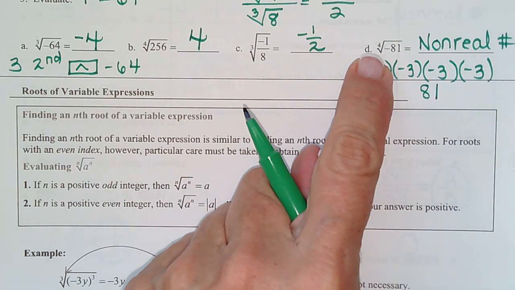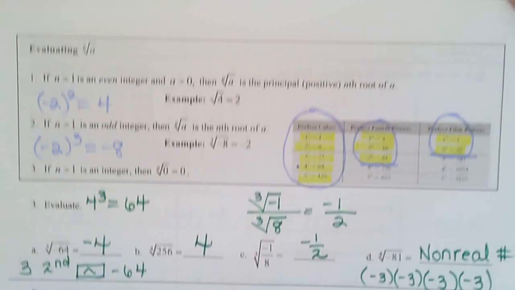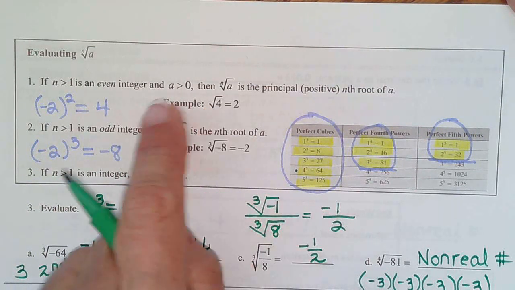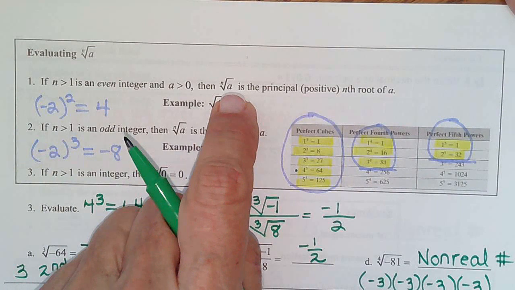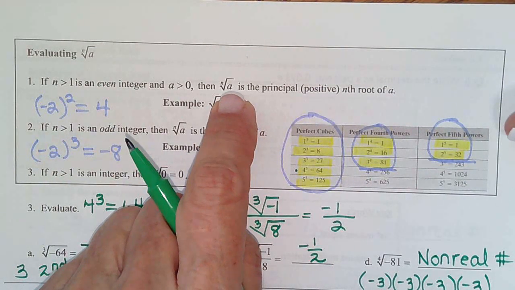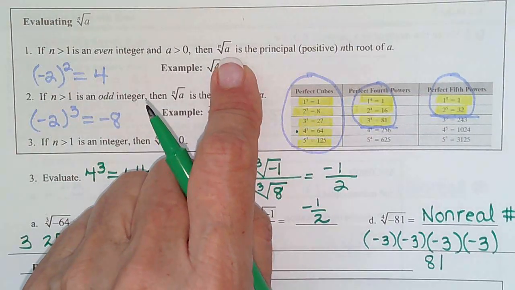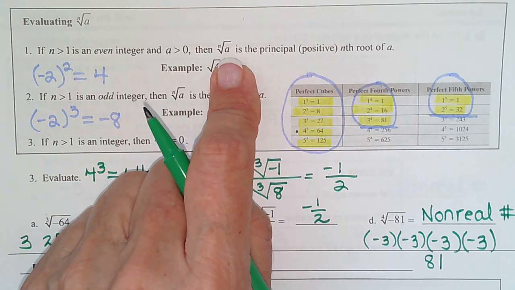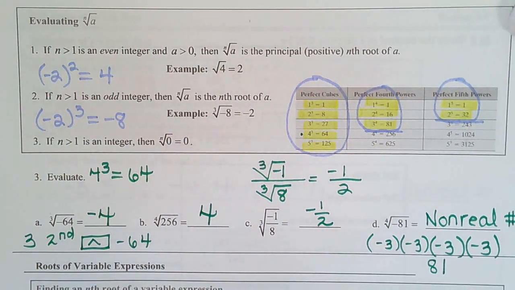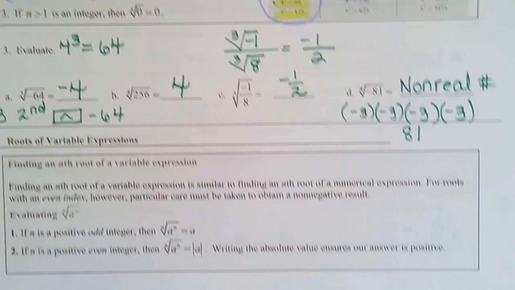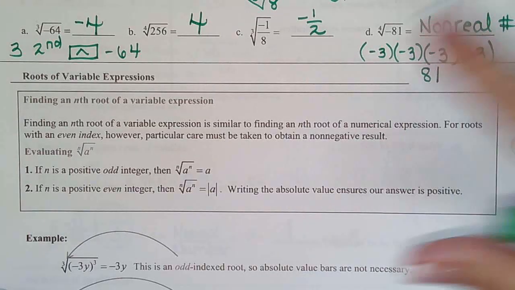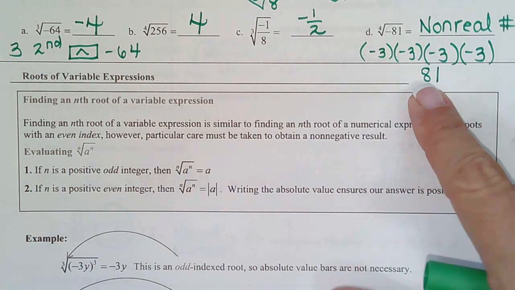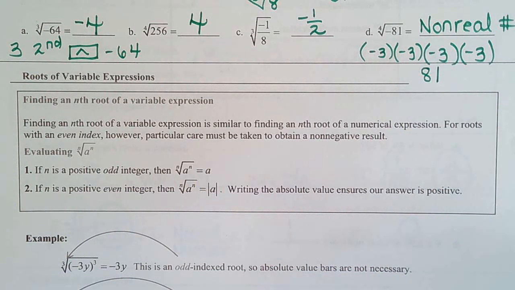And the reason, even index. Remember above it says an even index, a has to be greater than 0. I don't know how to do the square root or the 4th root of a negative number in the real number system. In the imaginary numbers, we'll learn about it later, but in the real number system, I don't know how to do it. So that's why we write non-real, because no real number times itself 4 times will give me a negative answer. It will always give me a positive answer.